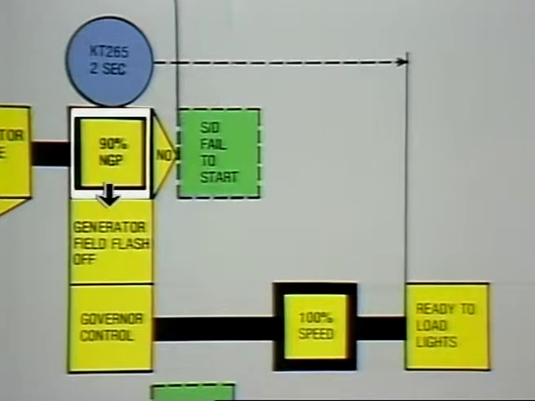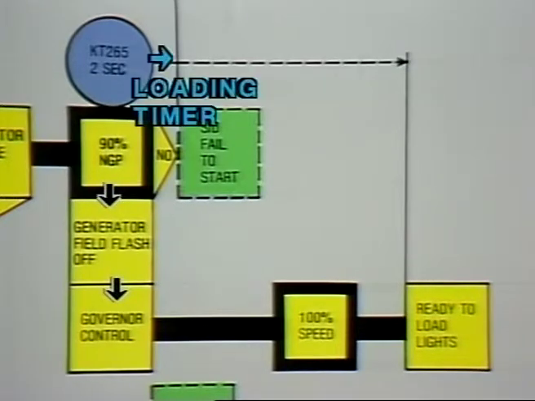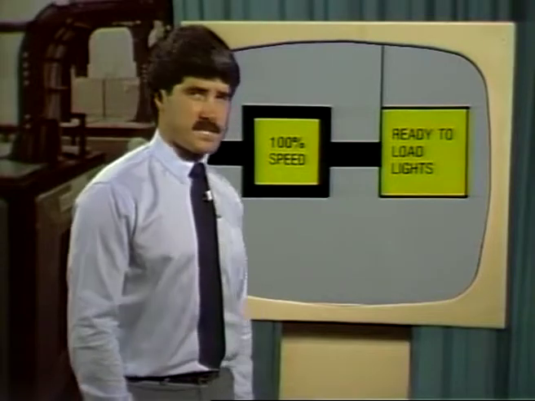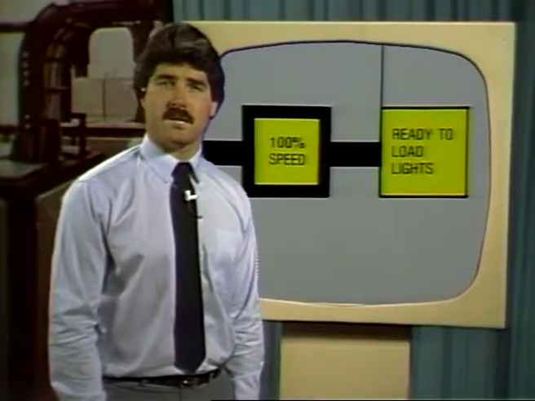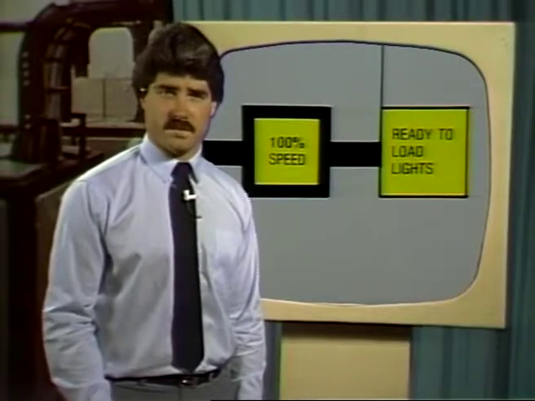If all is well and 90% speed was achieved within the prescribed 90 seconds, the 90% speed contacts will deactivate the generator's field flash and allow the electronic governor to assume control. Also at this time, KT265, a 2-second loading timer, is energized, requiring the package reach 100% speed within 2 seconds after 90% speed is reached. As long as this speed requirement is met, the 2-second timer will illuminate the ready-to-load lights. These lights indicate a successful package start. The engine is running at 100% speed with no load, and the generator is now ready to be brought online.